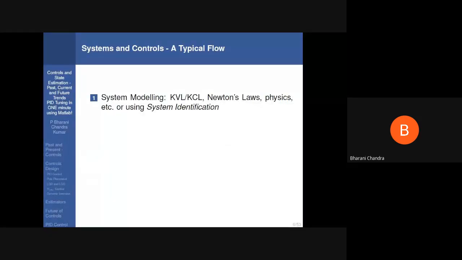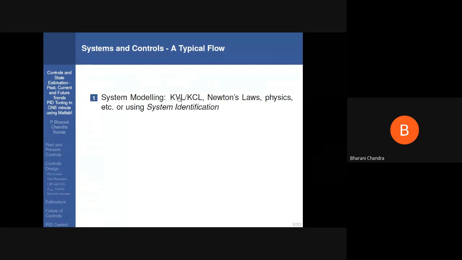Before designing any control system for real applications, this is the typical flow which most industries or research labs follow for systems and control. The first thing is system modeling. If you are going for a model-based control system, then you need to have some kind of model of the system. So how to get this model?